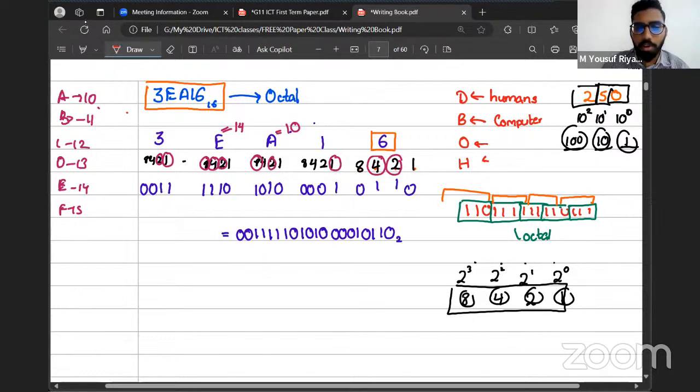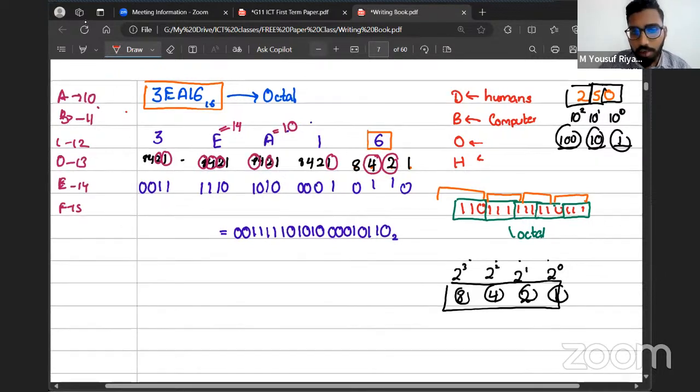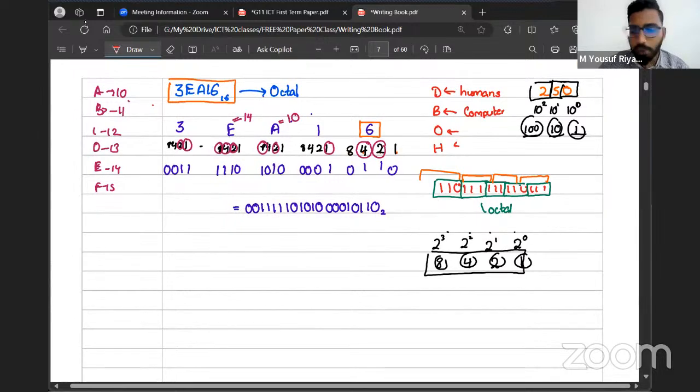Whenever you want to convert to binary, just below each character write 1, 2, 4, 8. Figure out the numbers you need. Below the numbers you need, you write 1. Below the numbers you don't need, you write 0. And you can get the final answer. Is this clear, all of you? Up to here. Perfect. Fine. Okay, so now we have the binary.